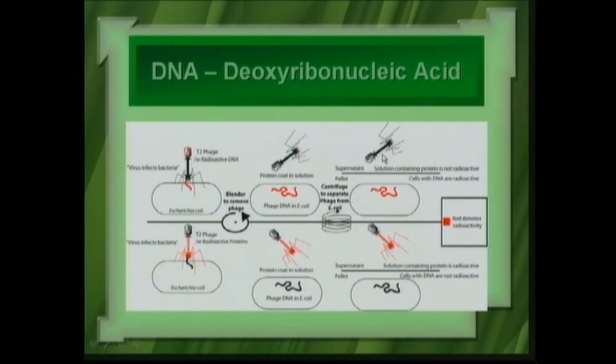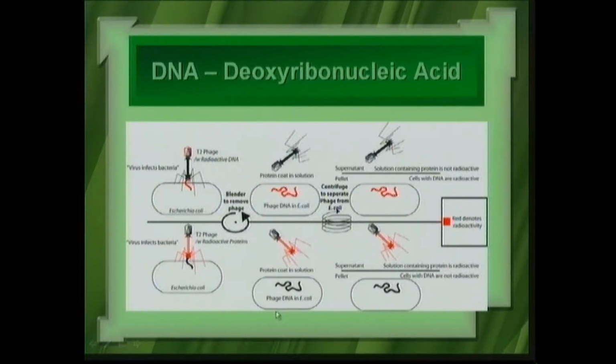The virus is probably about 1/100th to 1/1,000th the size of a bacterium. So in this case they centrifuged it, and they had a solid pellet with the larger component at the bottom, and the supernatant. They used a Geiger counter to find out that it was the pellet that had the radiation. That means that the nucleic acid was actually passed into the bacterium.